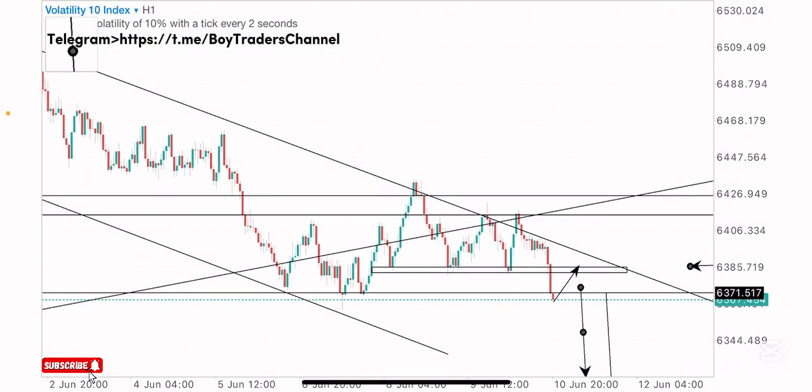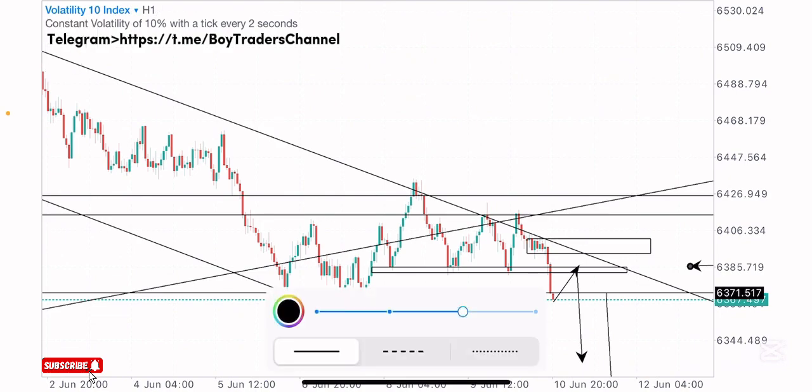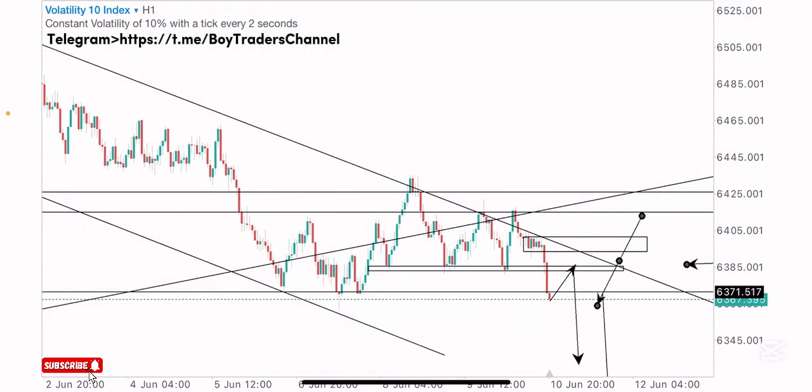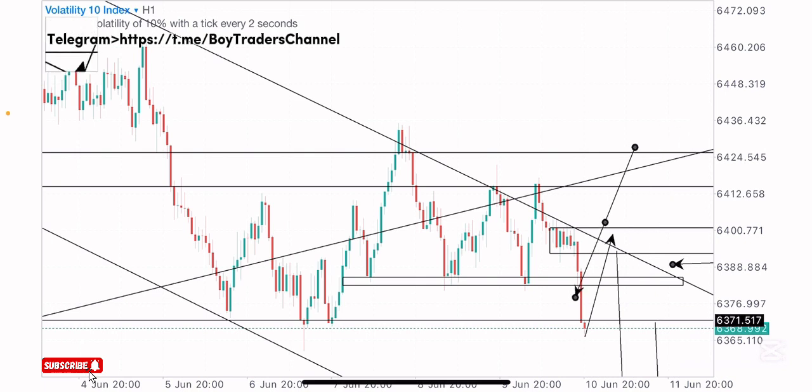And I would also pay attention to this zone, more like an order block. So price could fake out a buy move to test this order block here. We could see price fake out a move to the upside to test this zone before the sell. So I would just have to pay attention to this area.